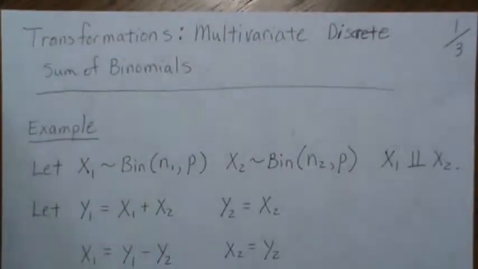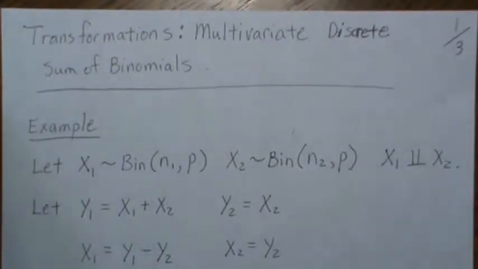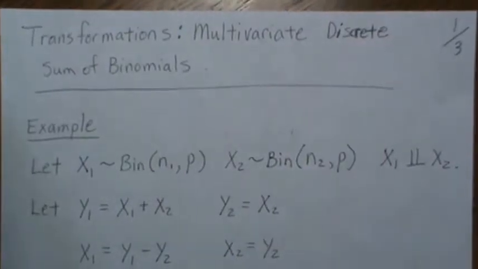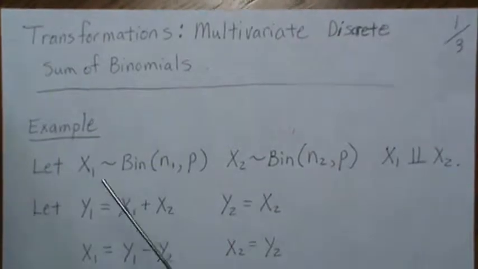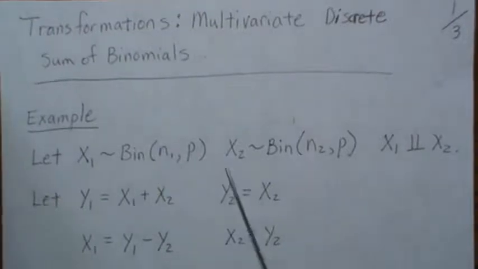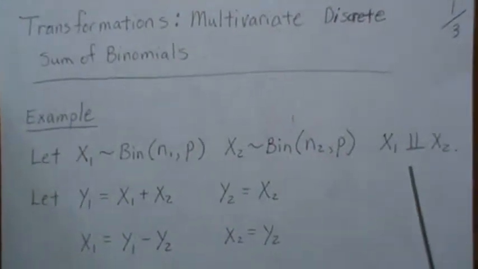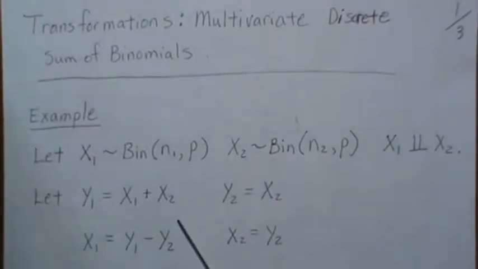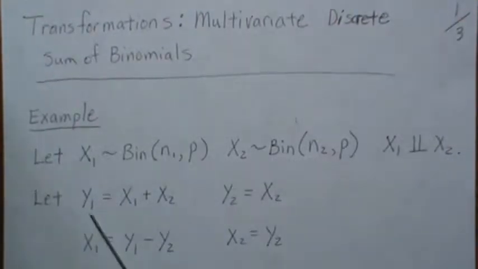Hello, this is the fifth video in a series that I'm calling Transformations of Random Variables. And this one we're going to look at a discrete multivariate case, specifically sums of binomial random variables. So in our example, we're going to let X1 be binomial(n1, p), X2 be binomial(n2, p), and they're independent. And we want to find the sum of the random variables. So we're interested in Y1.